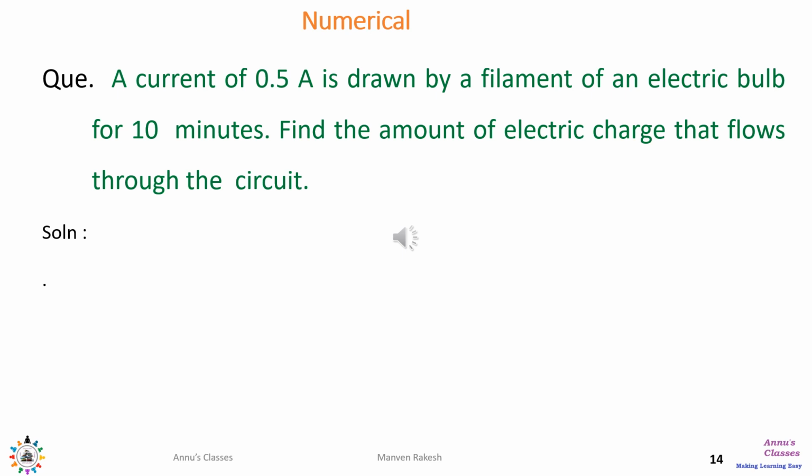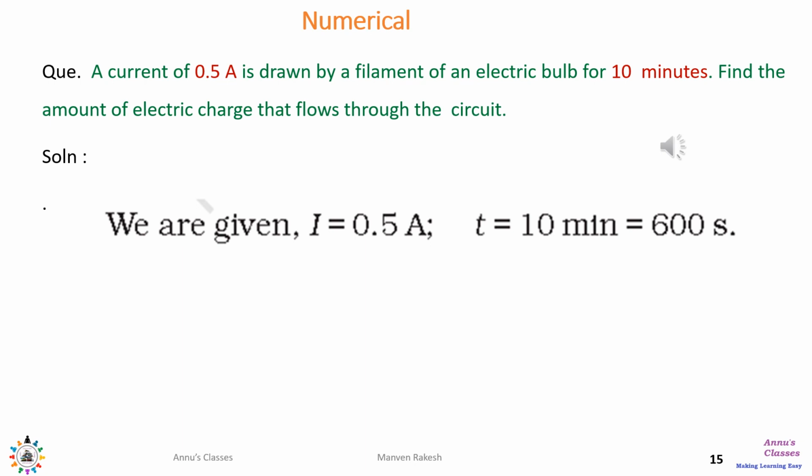We now move to the second problem. Here, a current of 0.5 ampere is drawn by a filament of an electric bulb for 10 minutes. Find the amount of electric charge that flows through the circuit. So here we have to find the amount of electric charge. Here we are given current I is equal to 0.5 ampere, time 10 minutes. So convert that into seconds, it becomes 600 seconds.